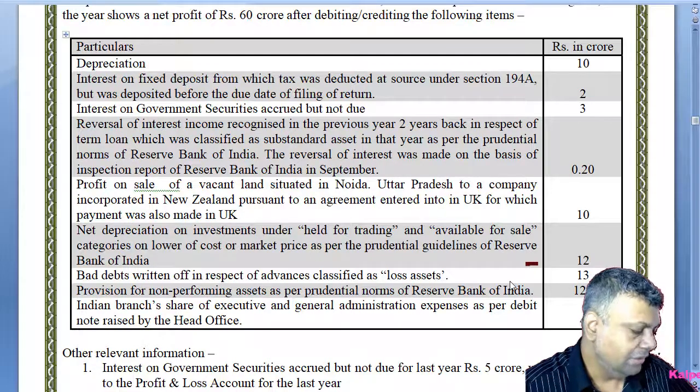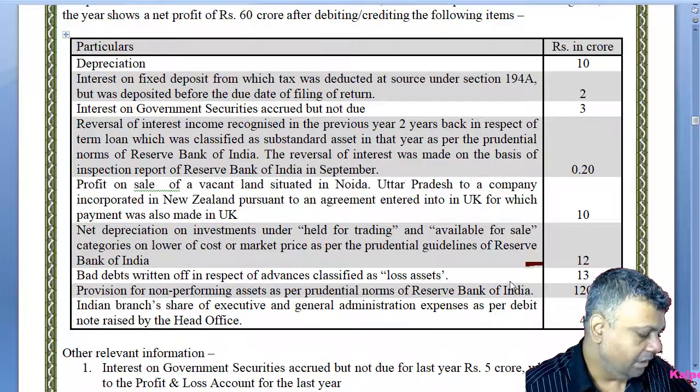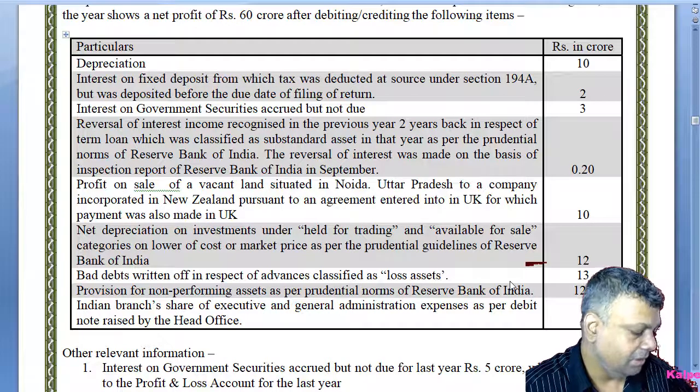Net depreciation on investments under held for trading and available for sale categories, on lower of cost or market price, as per the prudential guidelines of the Reserve Bank of India. Bad debts written off in respect of advances classified as loss assets. Provision for non-performing assets as per the prudential norms of the Reserve Bank of India. Indian branch's share of executive and general administrative expenses as per the debit note raised by the head office.